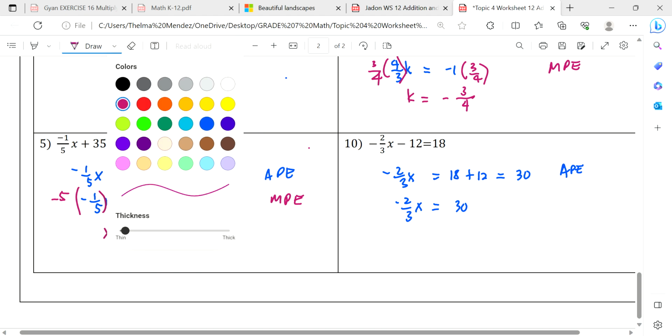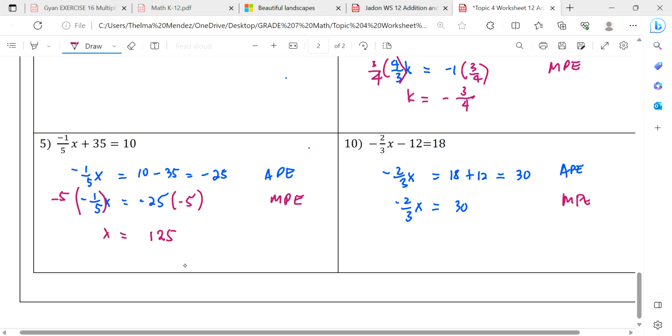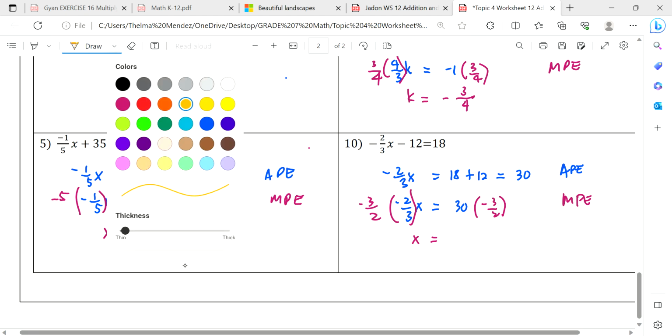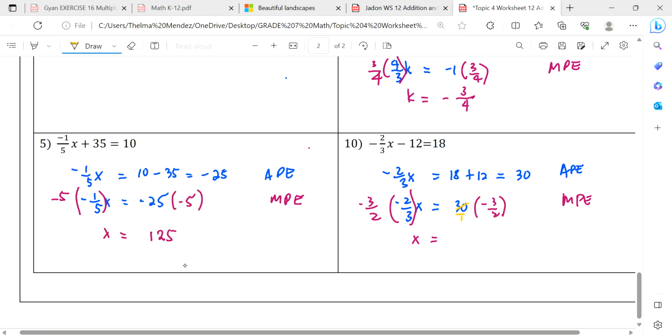Now I perform the multiplication property of equality by multiplying the left side by the reciprocal, which is negative 3/2, and the right side by negative 3/2. Okay, so negative 3/2 times negative 2/3 is 1 times x is x. Now I can perform cancellation of factors over 1. So 2 is common to both. So this will be 1 and this will be 15. So 15 times negative 3 is negative 45.